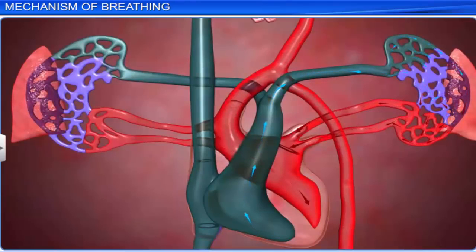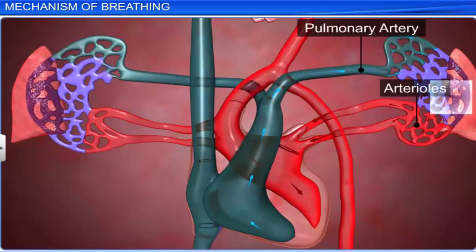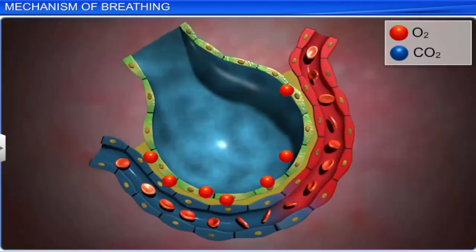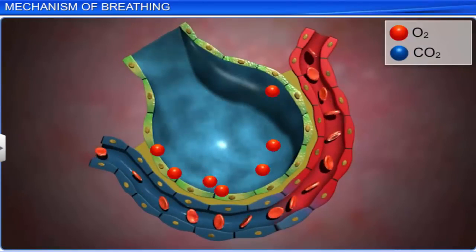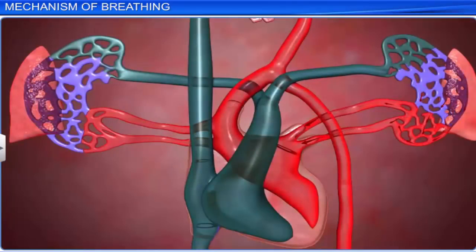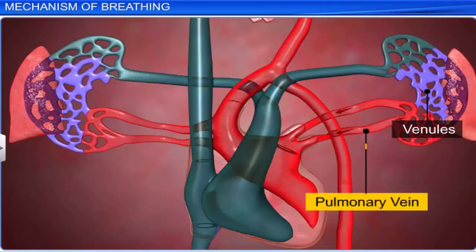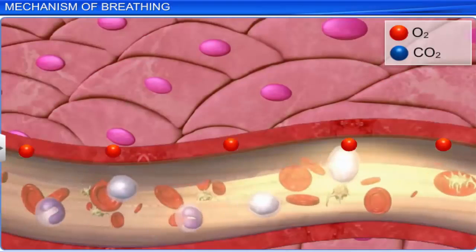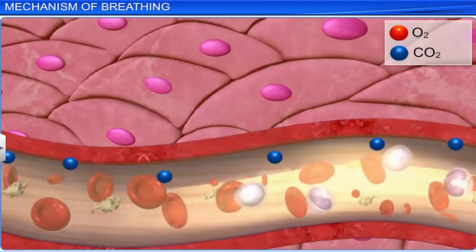Blood from the heart enters the lungs through the pulmonary artery, arterioles, and alveolar capillaries. In the lungs, oxygen and carbon dioxide are exchanged between blood and the air. This blood then flows out of the alveolar capillaries through venules and back to the heart via the pulmonary veins. The heart pumps this oxygen-rich blood to different tissues. Hemoglobin in the blood transports the oxygen.